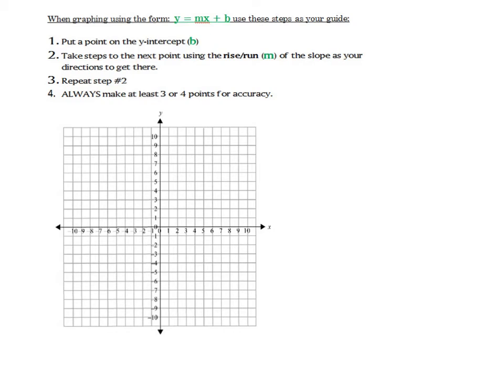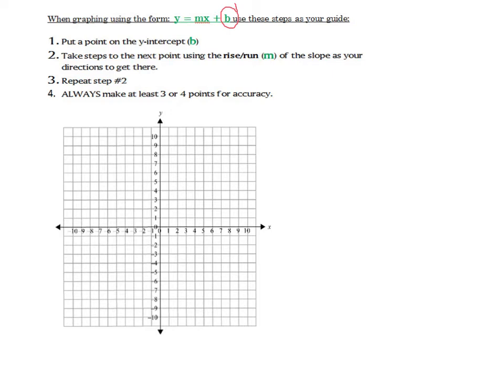Using the y equals mx plus b form of an equation is the easiest and quickest way to plot any linear equation. The steps are always the same. Begin by placing the y-intercept on the y-axis. Remember, the y-intercept is found in the y equals mx plus b form of an equation right here at the b. The b in the y equals mx plus b form is the y-intercept.